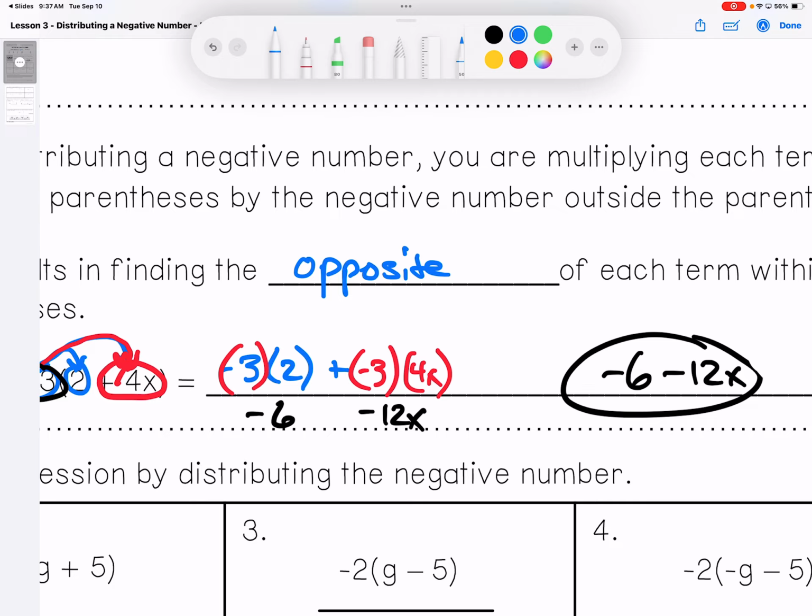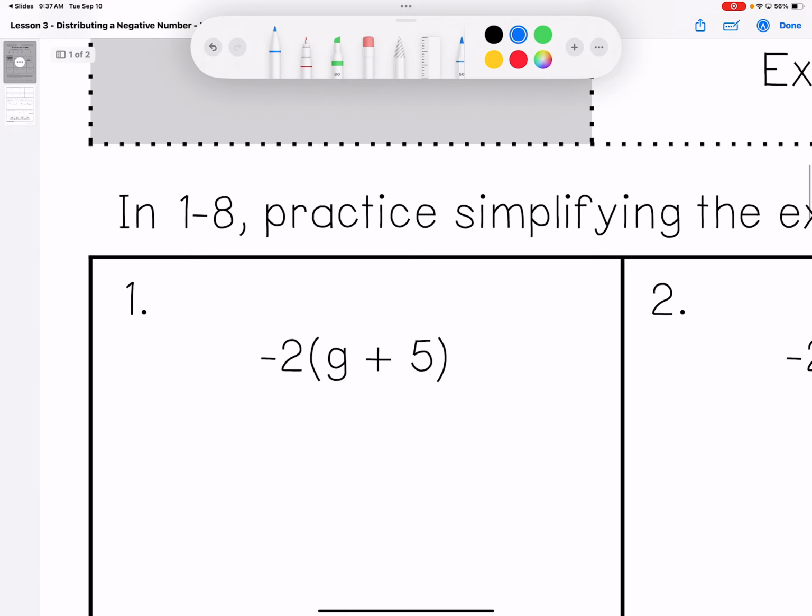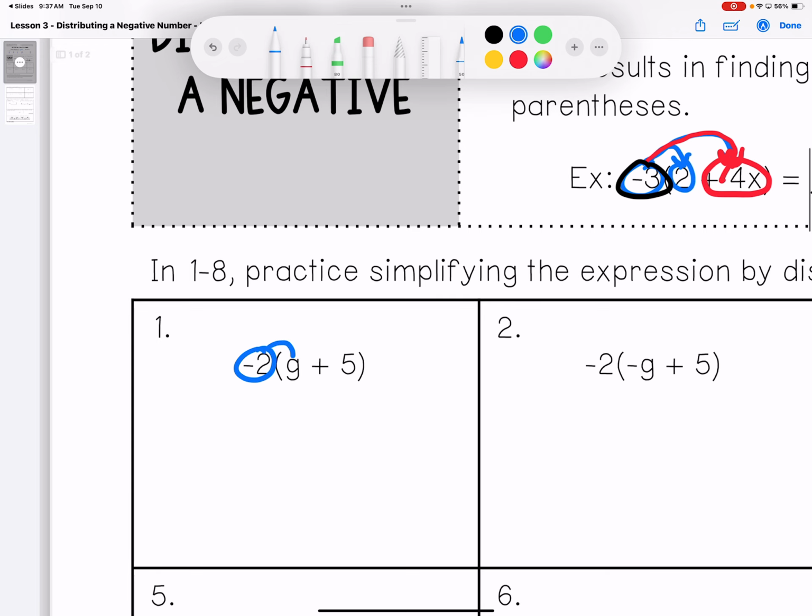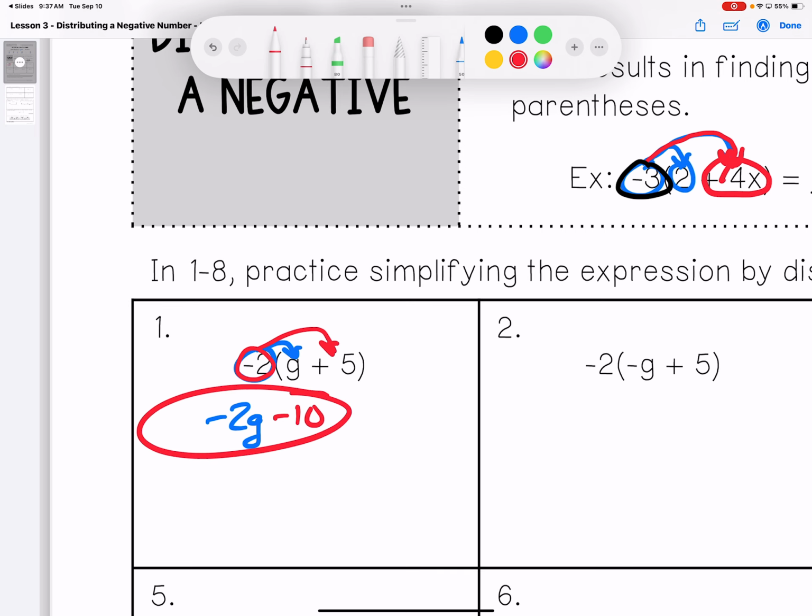All right, so let's go down here and try these problems below. It's negative 2 times g, and then negative 2 times positive 5. So negative 2 times g is negative 2g, and then negative 2 times 5 is negative 10, and that's your answer. In your calculator, there's understood to be a 1 there, so negative 2 times a positive 1 is negative 2. And then in your calculator, you go negative 2 times 5.